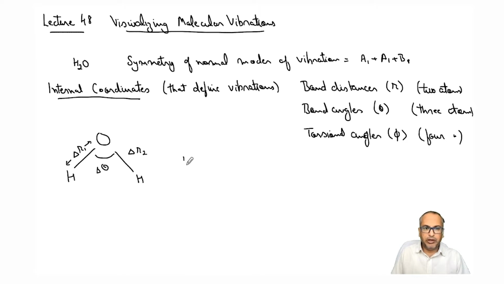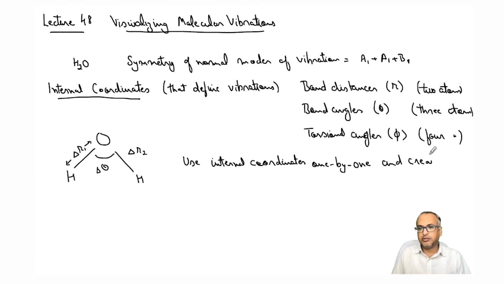We will use internal coordinates one by one. That is very important. You cannot take bond angle and bond length together and create a reducible representation. That would not solve the problem. So one by one, and create a reducible representation.